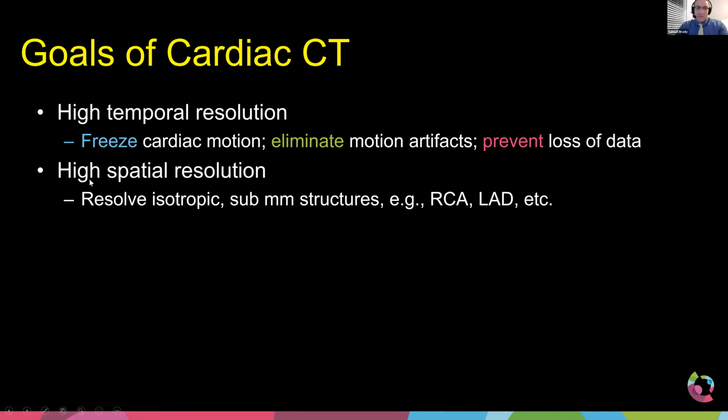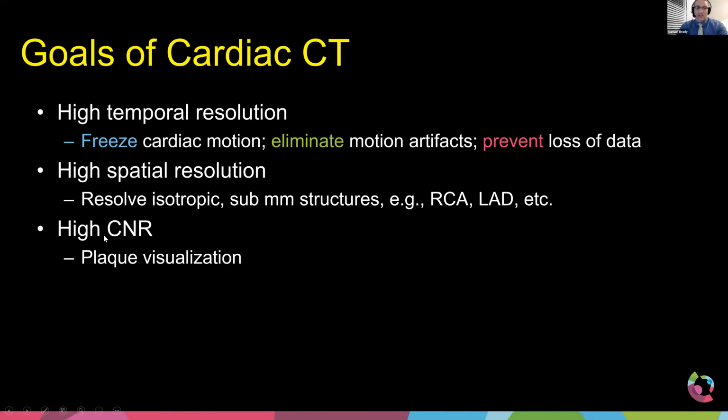So high spatial resolution is very important because we are looking at very small coronary arteries, and they don't all go up and down. They're all going in all different tortuous angles and whatnot. And so we need high spatial resolution in all XYZ planes.